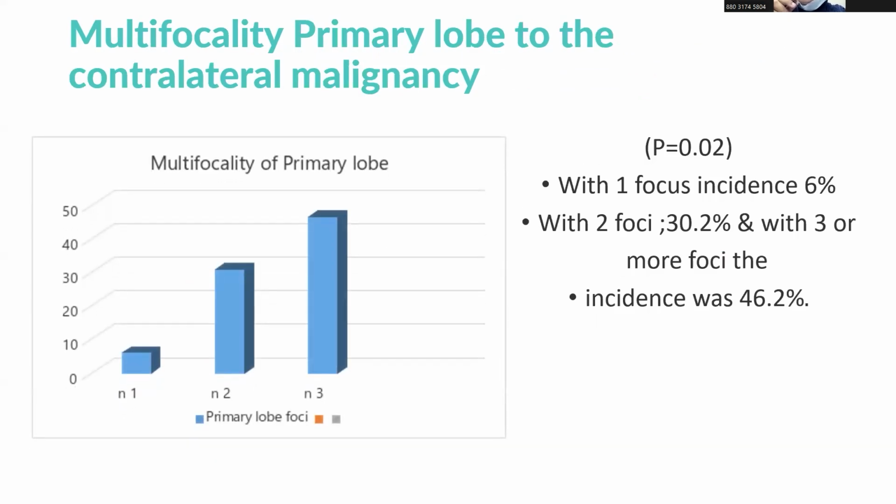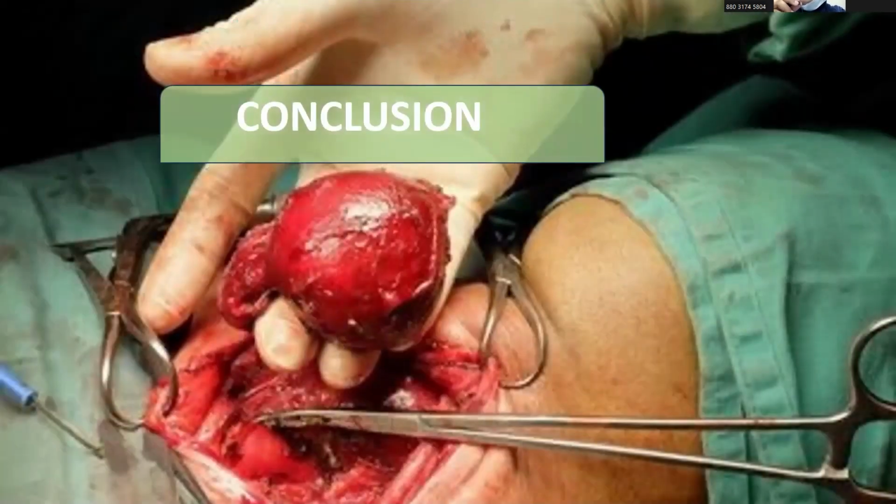For the relation of multifocality of the primary lobe to contralateral malignancy, there was a significant relation. With one focus, the incidence was 6%. With two foci, the incidence was 30.2%. While with three or more foci, the incidence was 46.2%. Conclusion.